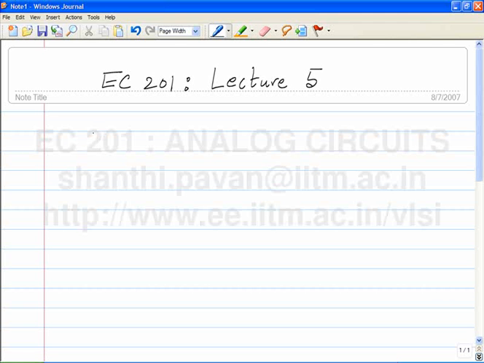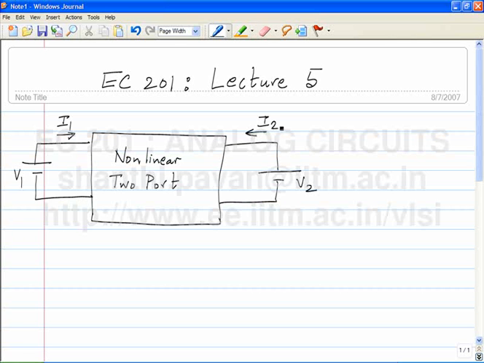When you have a two port which is nonlinear, if you think of the port voltages as independent variables and the port currents as the dependent variables, then I1 can be expressed as some function f of V1, V2, and in a similar fashion I2 can also be expressed as some other function g of V1 and V2. And f and g depend on what is inside the box, and in principle they can be arbitrary functions.